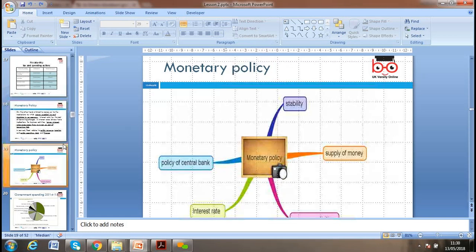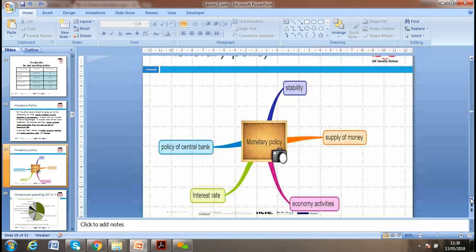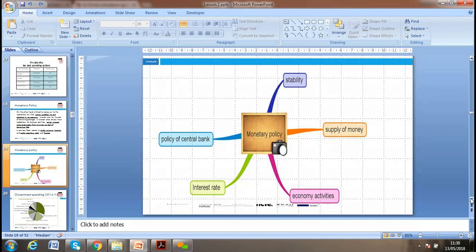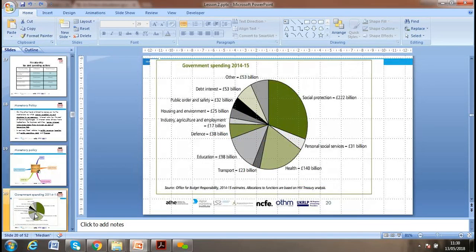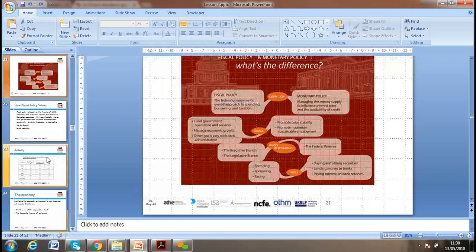Fiscal policy is related to public revenue, taxation, public spending, debt and finances. But monetary policy is related to the supply and demand of money. So: policy stability, supply of money, economic activities, interest rate, and the policy of the central bank. Next we will see government spending figures in different years, and then the next graph shows the differences between fiscal and monetary policy. So please go through these, that will help us clear the concept.